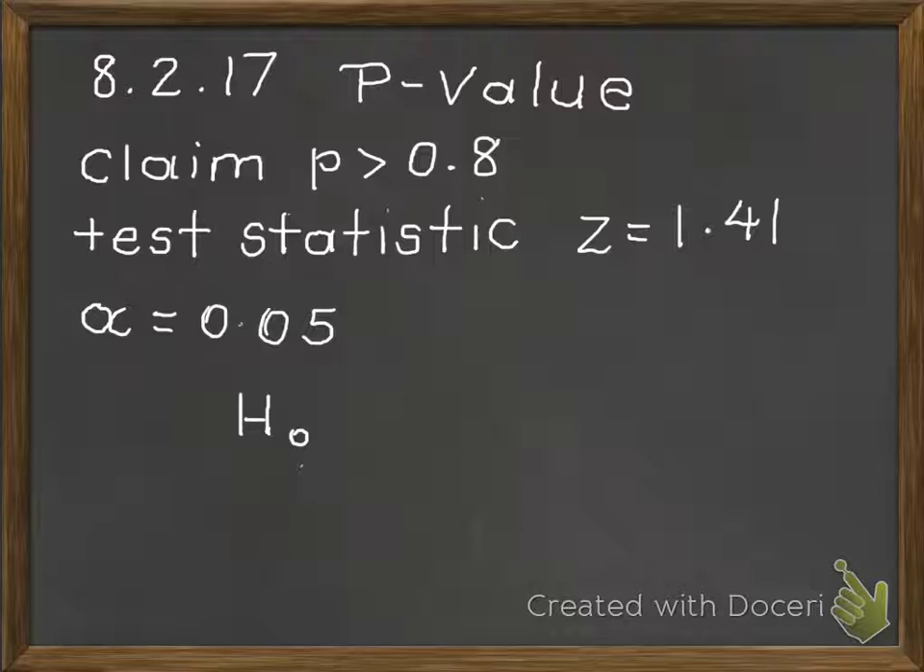The test statistic was already found for us. It is z equals 1.41, and we're supposed to assume a significance level of 0.05.